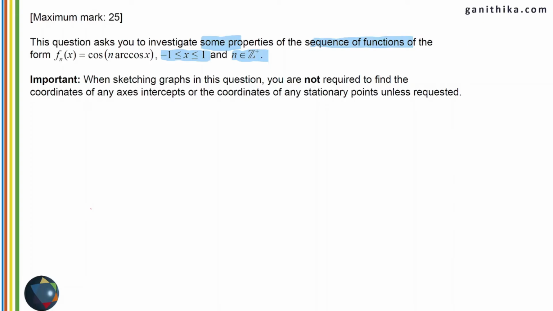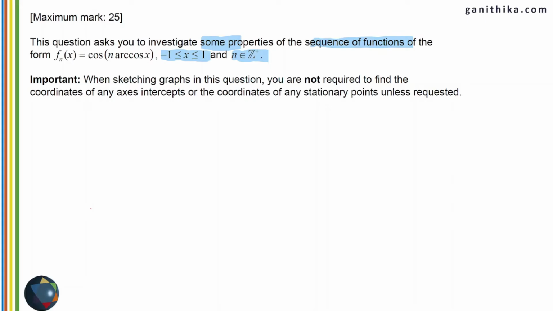So if you have your notebook in front of you, make a note of this. f1 of x is what, f2 of x is what, f3 of x is what. So you can keep in mind that this is a sequence of functions that is going to be discussed in this question. You are also given that x is between -1 and 1 and n is any positive integer.